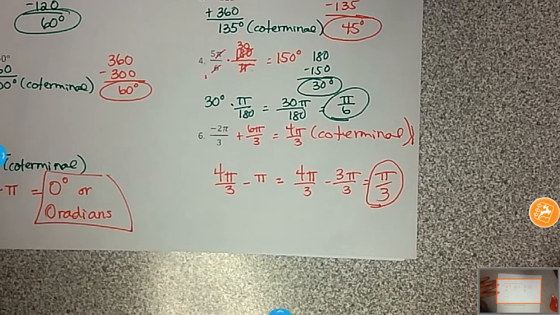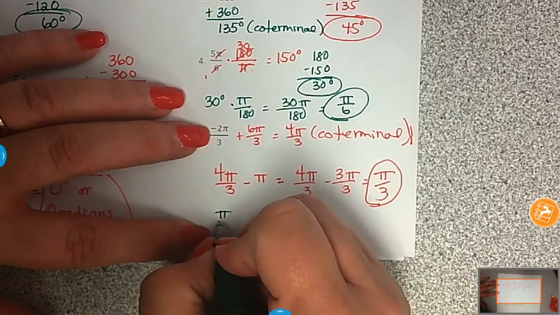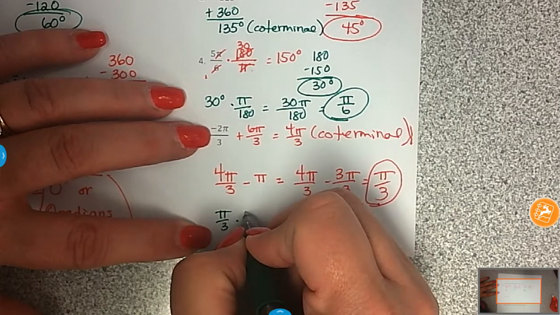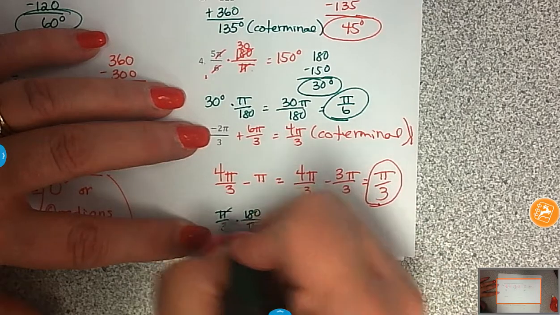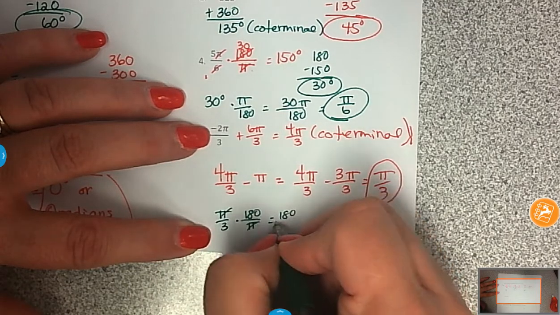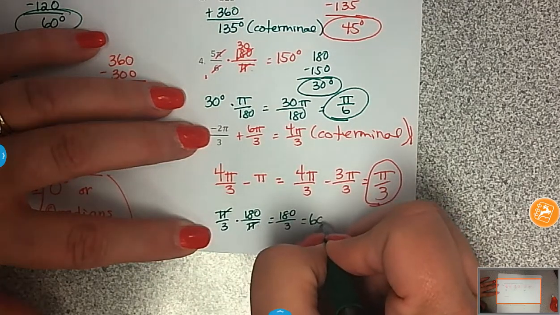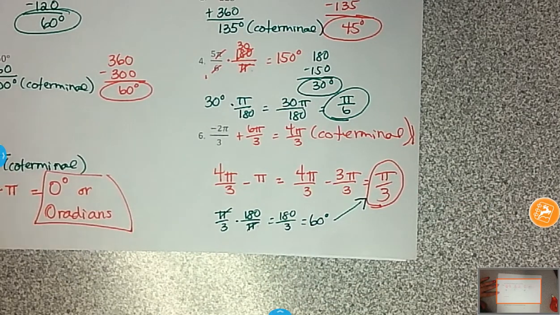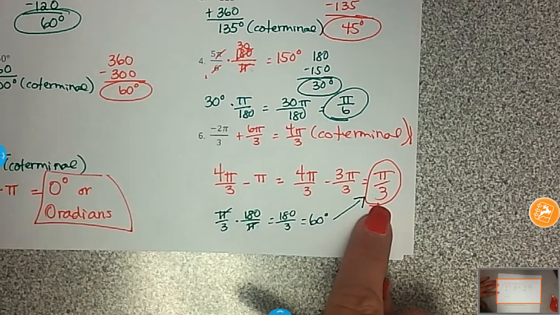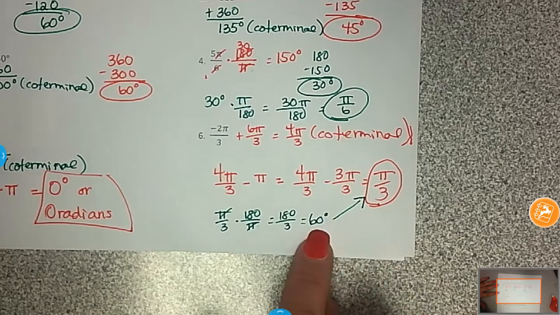It is going to be between 0 and 360. Sorry, 0 and 90. So, just to double check that, you can check it here. Pi over 3 times 180 over pi. Okay, so 60 degrees is equivalent to pi over 3. So this is my reference angle in radian measure. It's 60 degrees in degree measure.